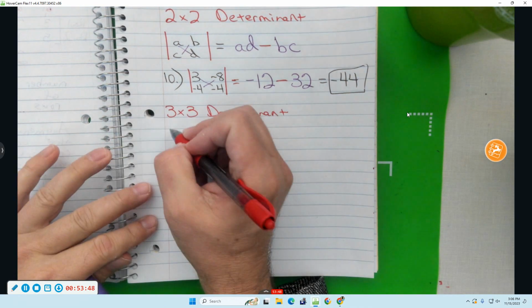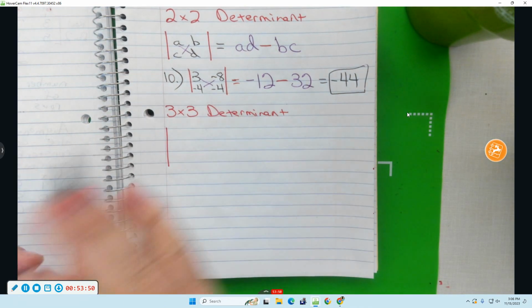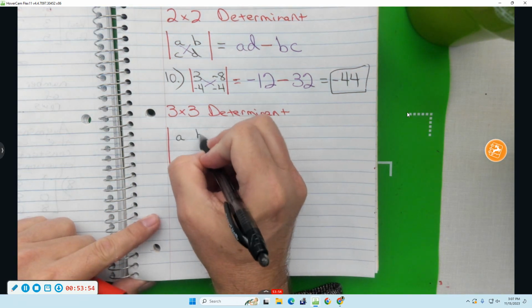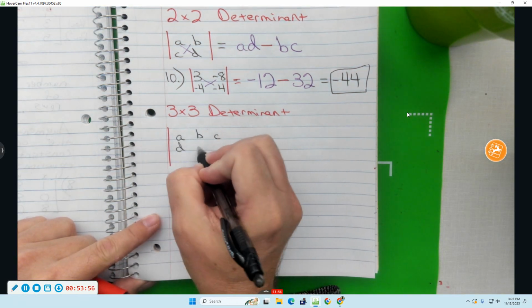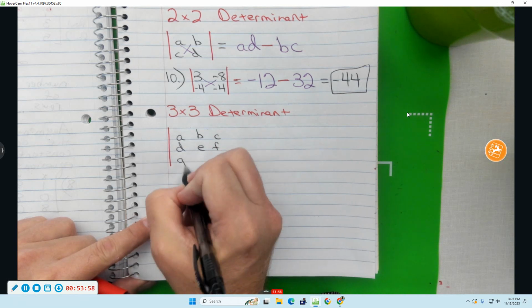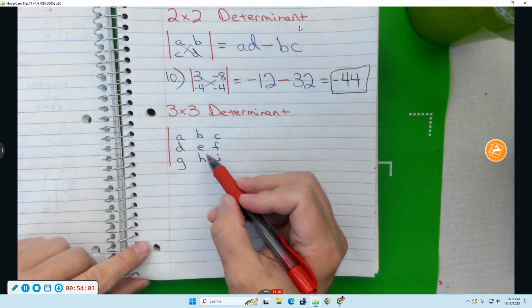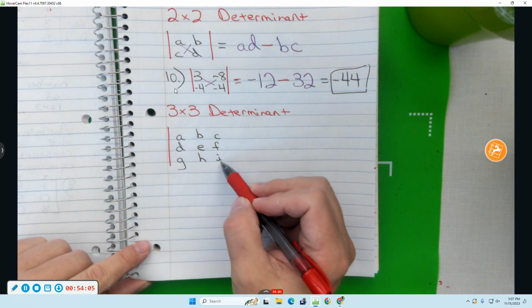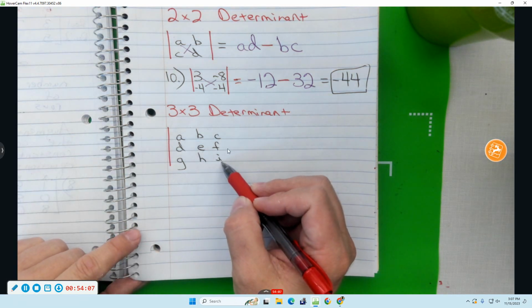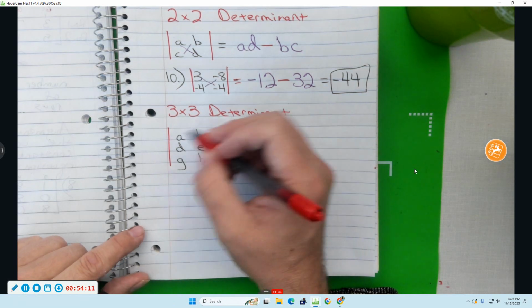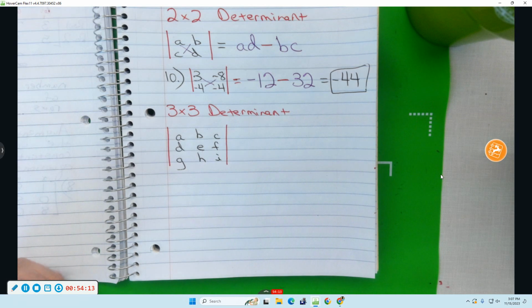Okay. You have your vertical bars, and there are 3 rows and 3 columns. So A, B, C, D, E, F, G, H, I, and realize that E is not the natural exponential, not 2.7. The I is not the square root of negative 1. These letters are all representing real numbers.